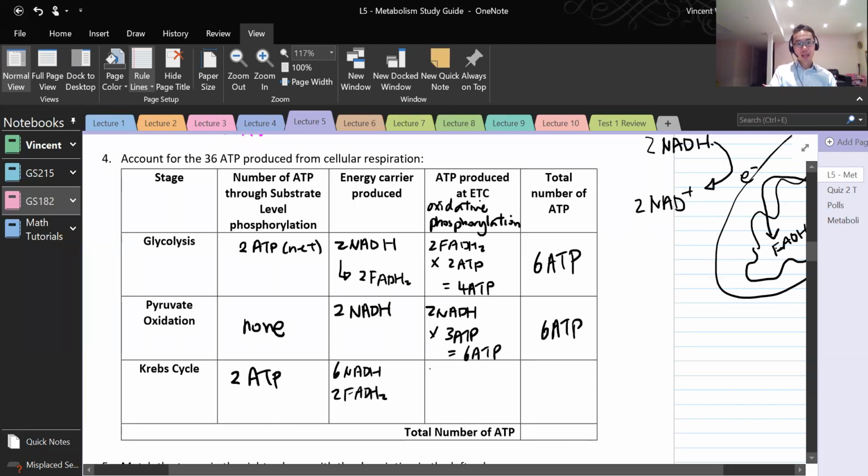Okay, so we're gonna have 6 NADH times 3 ATP. That gives you 18. And we have 2 FADH2 times 2 ATP, so that's 18 plus 4, right? Okay, so 18 plus 4 is going to give me 22 ATP. Okay, so 22 plus 2, 24. So we go 6 plus 6, which is 12. 12 plus 24, that's the 36 ATP.